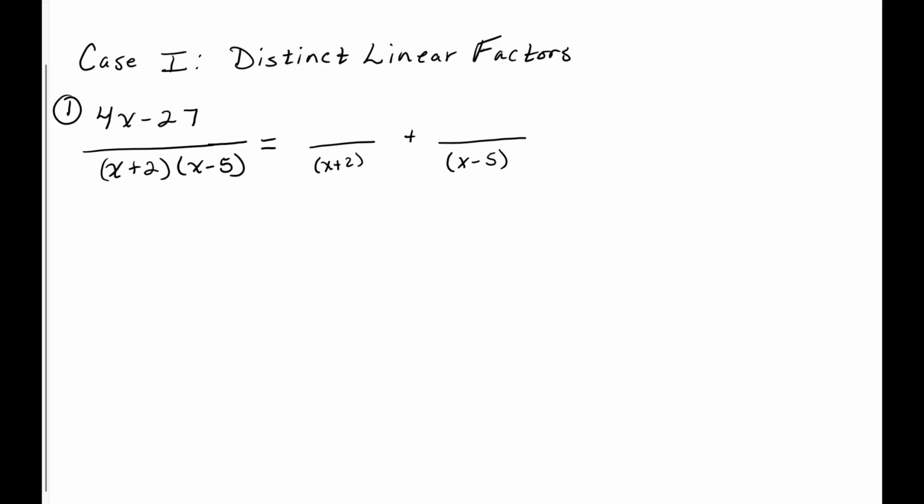Now, the trick is we don't know what goes here, and we don't know what goes here. So we're going to assign to it a variable name. I'm going to call this one A, and I'm going to call this one B. Instead of using X and Y, because we're already using X, we use something completely different, A and B.